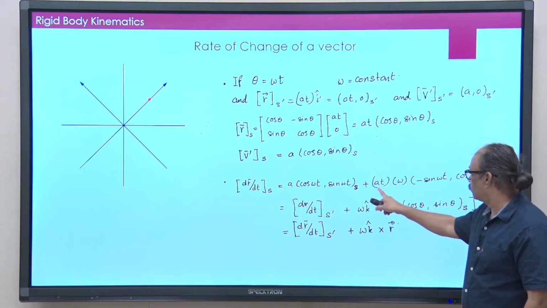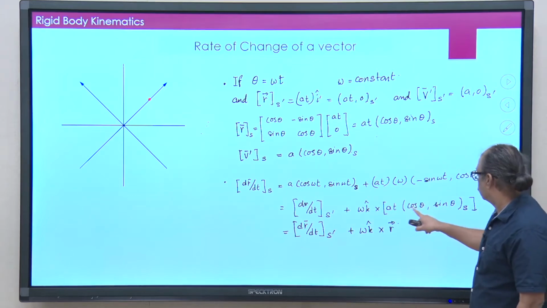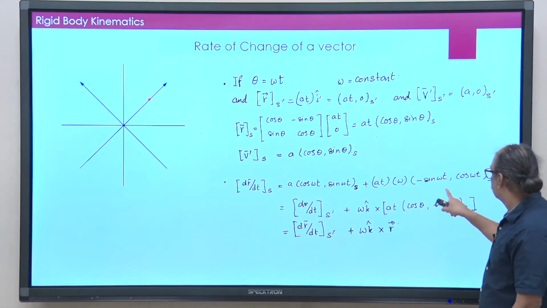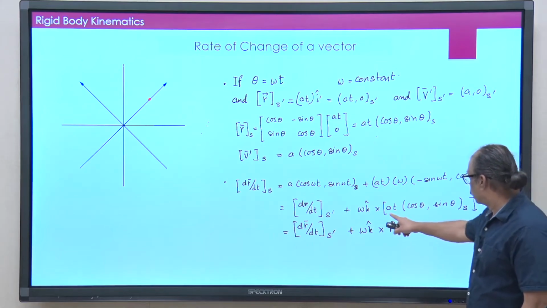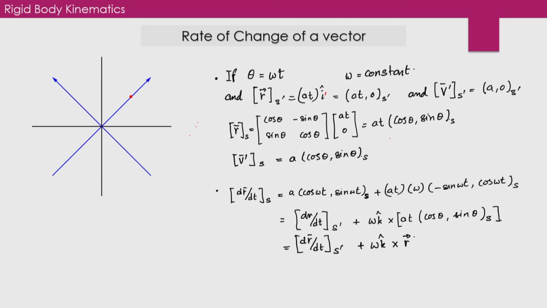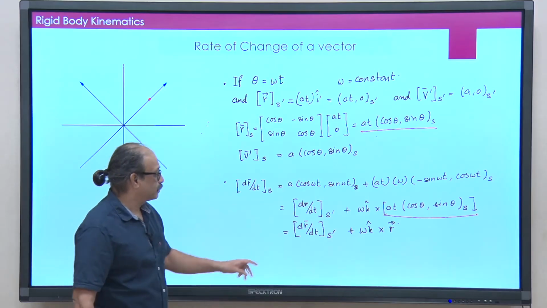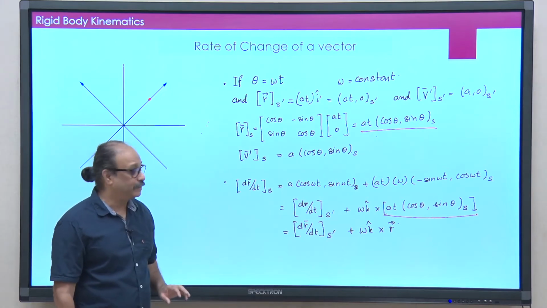So, omega is here, a t has gone here, and then if you take the cross product of these two, I should get this. Of course, theta is omega t. And you recognize this vector here is nothing but your r vector there. So, this is basically omega k cross r. So, this is the relationship that we get.